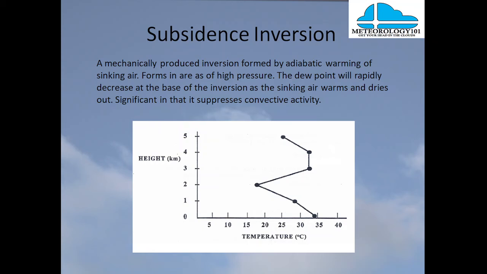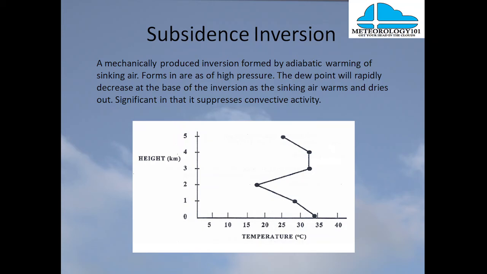A subsidence inversion is a mechanically produced inversion formed by adiabatic warming of the sinking air. So as air sinks, it compresses and warms, and then creates an inversion, and it caps the surface. So you can get that subsidence, that warming just from compression. The dew point will rapidly decrease at the base of the inversion as the sinking air warms and dries out.